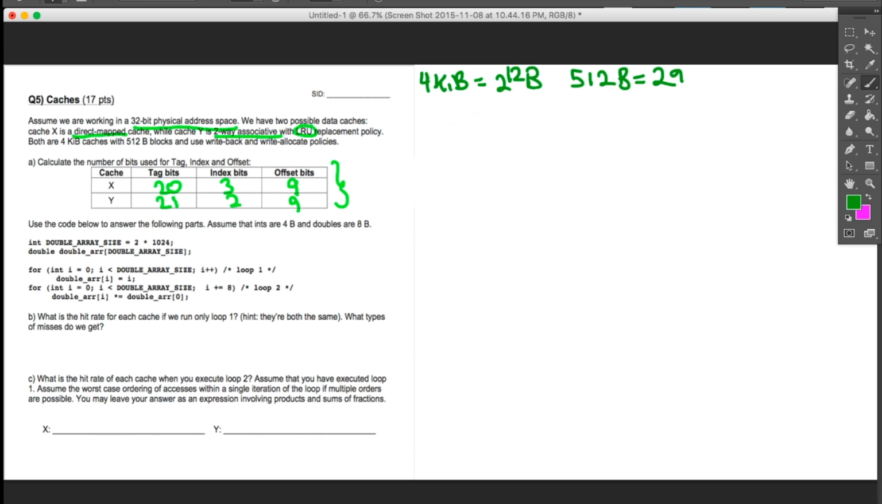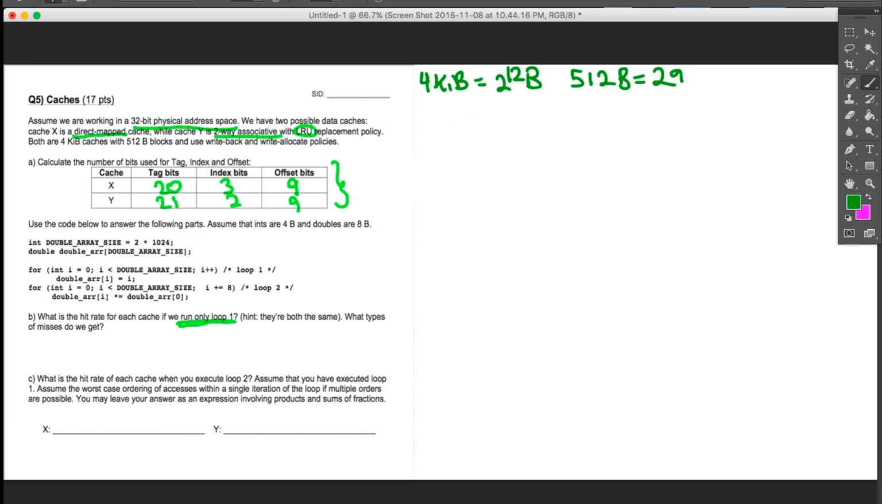And yes, that indeed is the correct answer. All right, so moving on to the next part of the question. We're asked what is the hit rate for each cache if we run only loop 1? Okay, so make sure that you keep track of this. It says only loop 1. And we're given this really helpful hint.